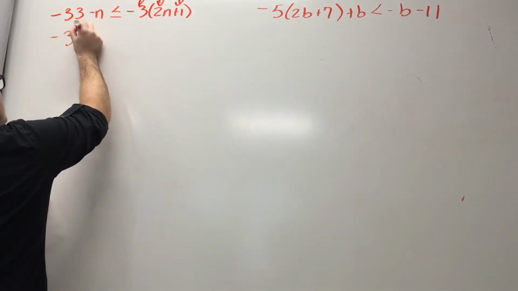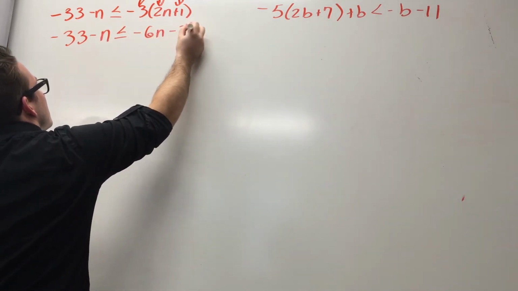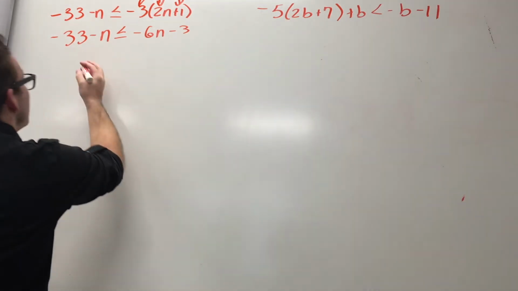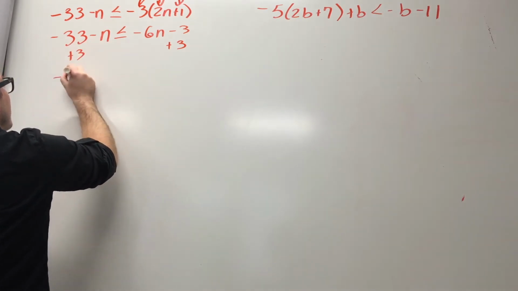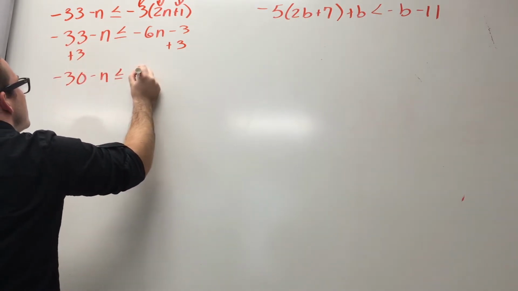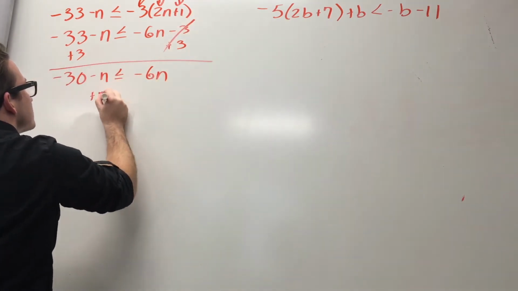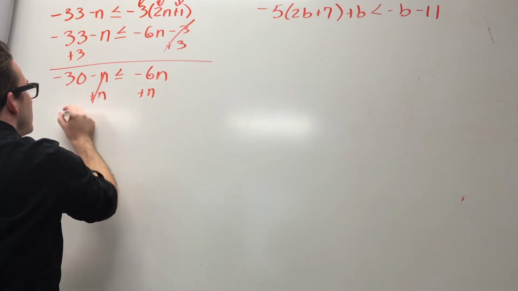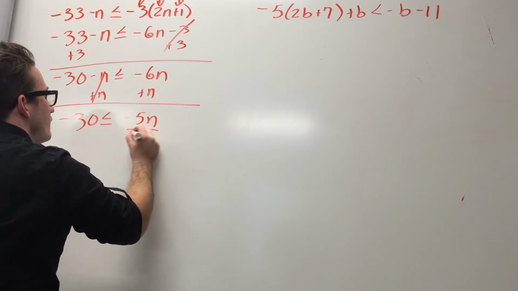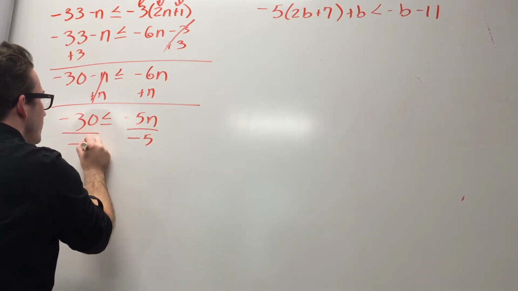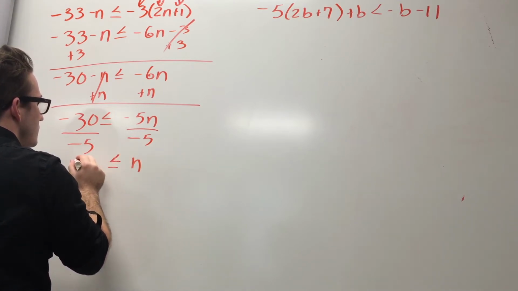I get negative 33 minus n is less than or equal to negative 6n minus 3, because distribution is multiplication. Then I add 3 to both sides to get negative 30 minus n less than or equal to negative 6n. Then I add n to both sides to get the variables together. I get negative 5n, and then I divide both sides by negative 5. I get n is greater than or equal to 6.